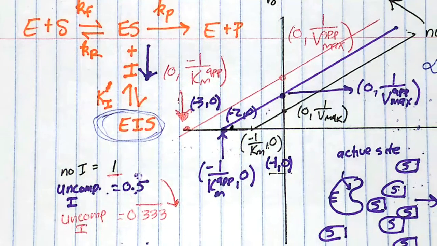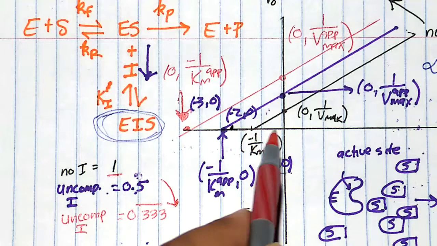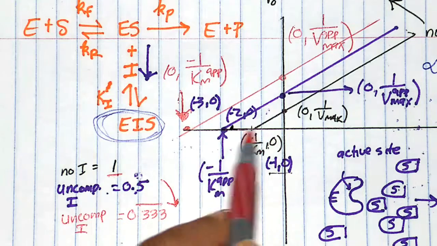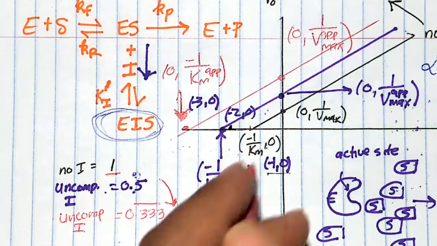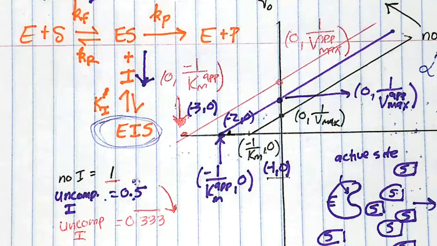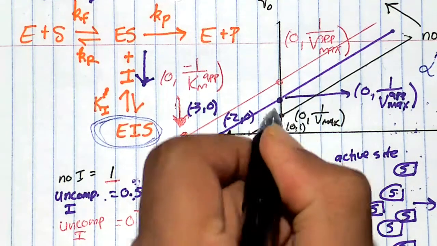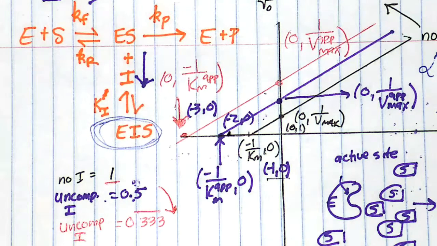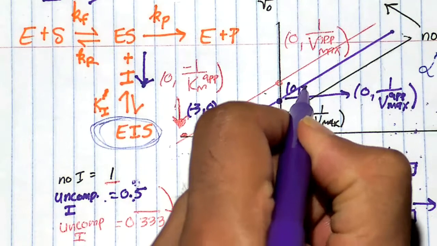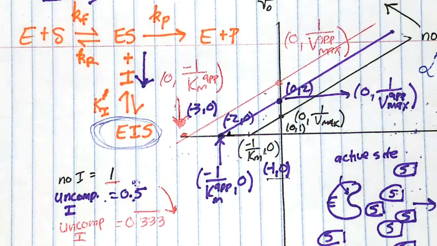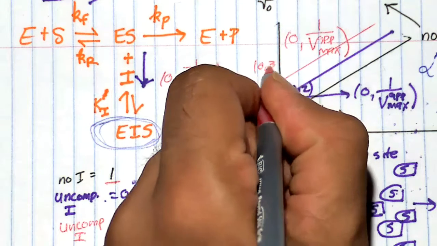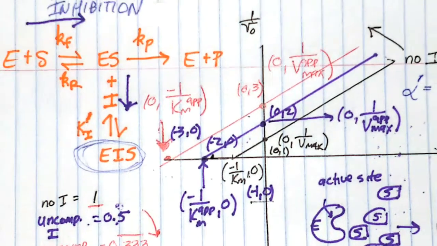So sometimes if you're confused, just put in simple coordinates here and take the negative reciprocal. You can also do that here. You can do 0, 1 here. You can put 0, 2 for the purple uncompetitive inhibitor. And then you can do 0, 3 for the red uncompetitive inhibitor.